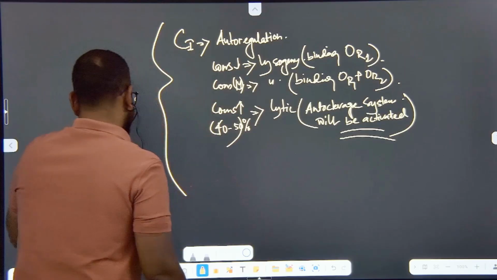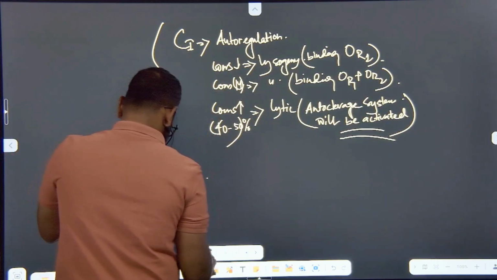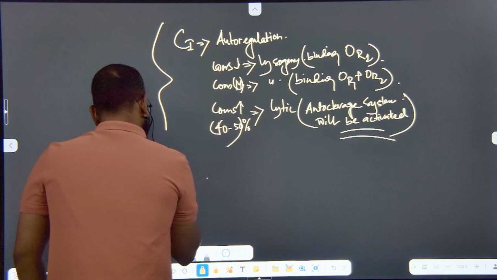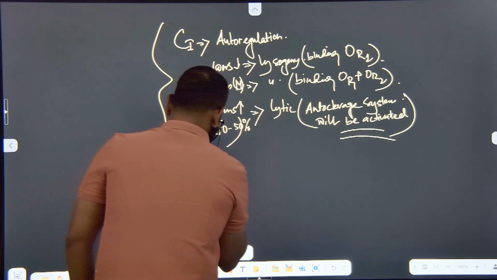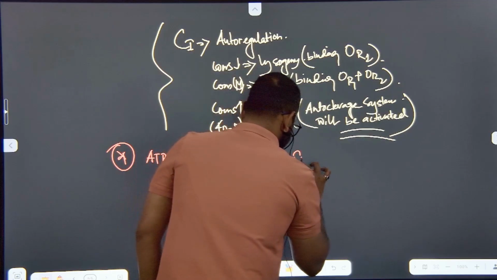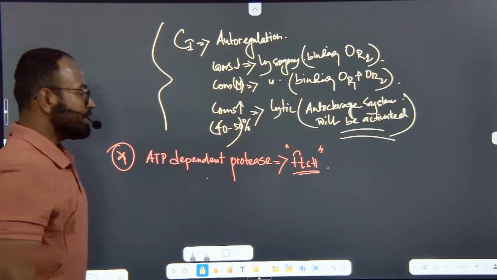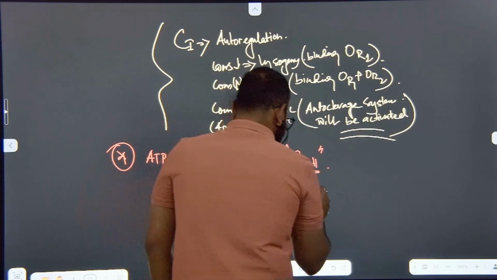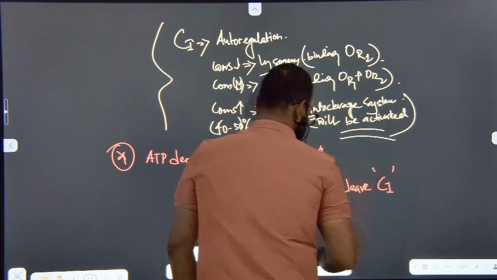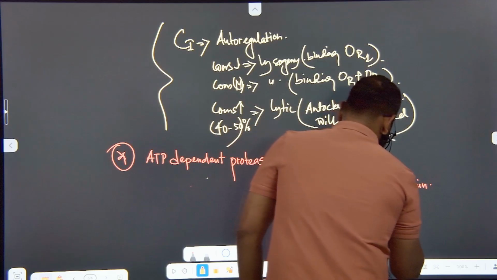So we have seen what will happen based upon C1 concentration. Apart from autoregulation, there lie two other mechanisms. Here lies an ATP dependent protease called FTSH. This FTSH has the ability to cleave the C1 protein. Hence, the lytic cycle will result.